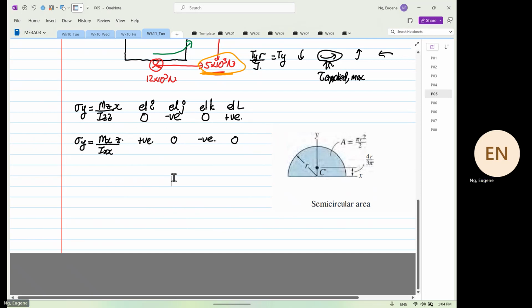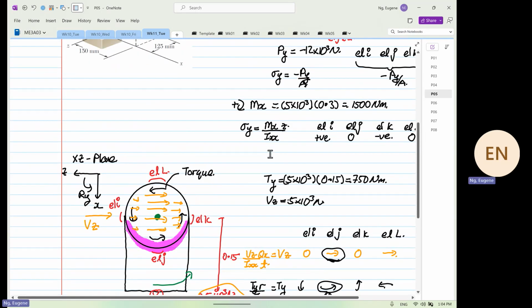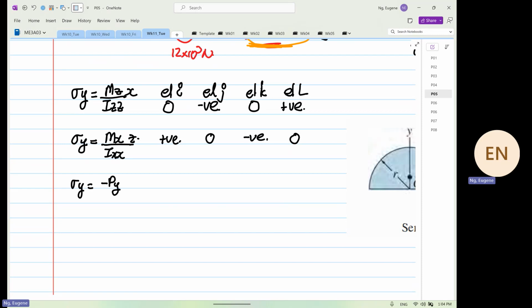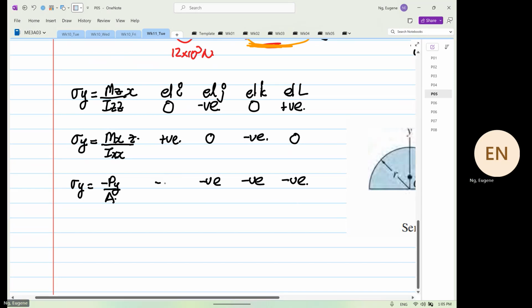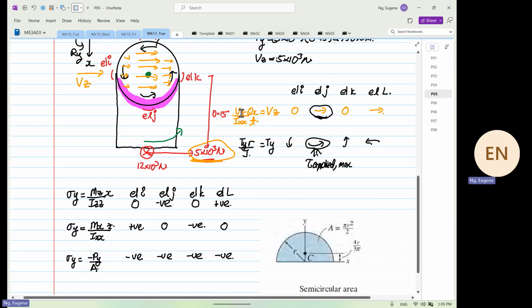Right. So now we still can't tell. Then we have our axial loading. So our axial loading Py over A. Okay, so stress Y is due to minus Py over A. All of them are what? Negative. Right? All of them are what? All of them are negative. Then we look at our torque. Okay, so now that's the final one. We look at our torque.